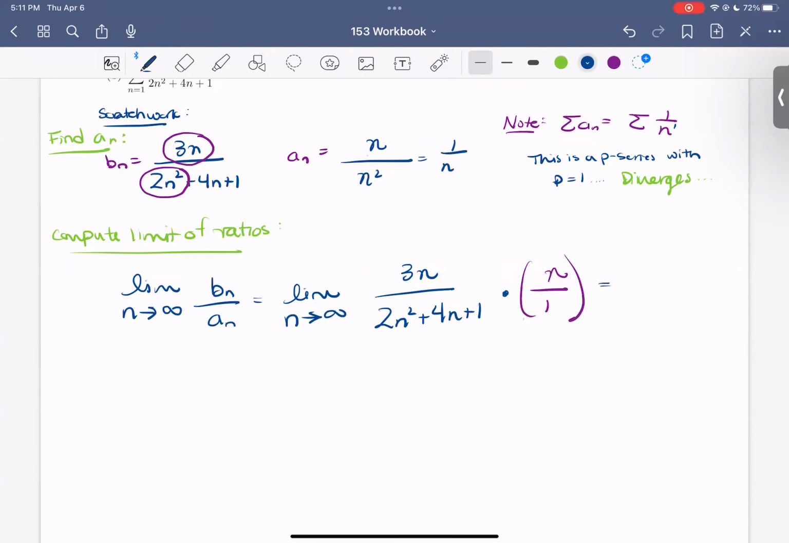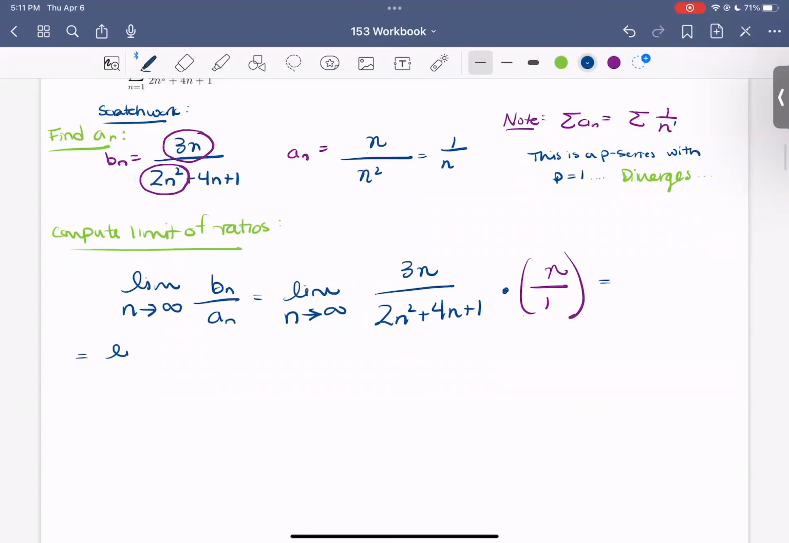And now I'm going to multiply. I'm going to drop down here to the next line just so I give myself enough room. So now we're looking at the limit as n goes to infinity of, I'm going to multiply numerators, so that's 3n squared over, and then I just multiply by 1 in the denominator, so I'm left with 2n squared plus 4n plus 1. So what's going on with this limit?